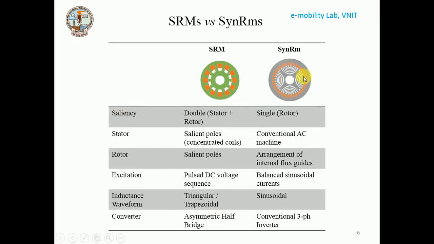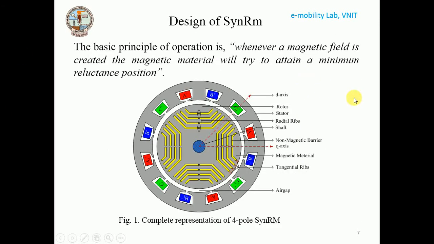Now, coming to our point of interest, the design of synchronous reluctance motor. The basic principle of operation is like in an electrical circuit, where the current will always tend to follow the low resistive path. Similarly, in a magnetic circuit, the magnetic field will always try to follow the minimum reluctance path. I will explain this better.